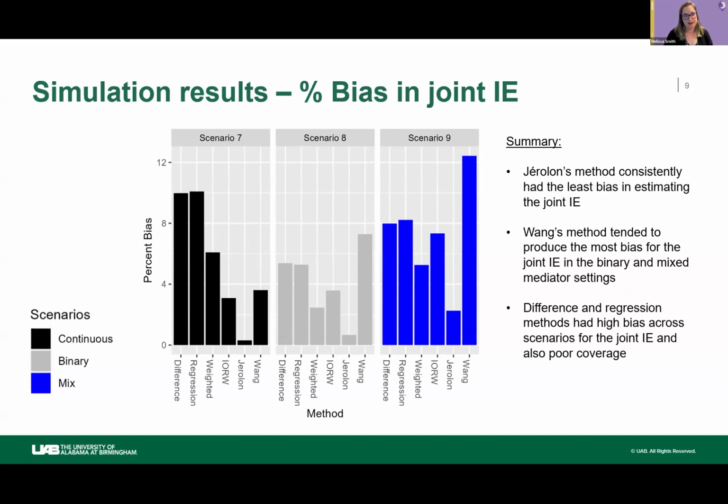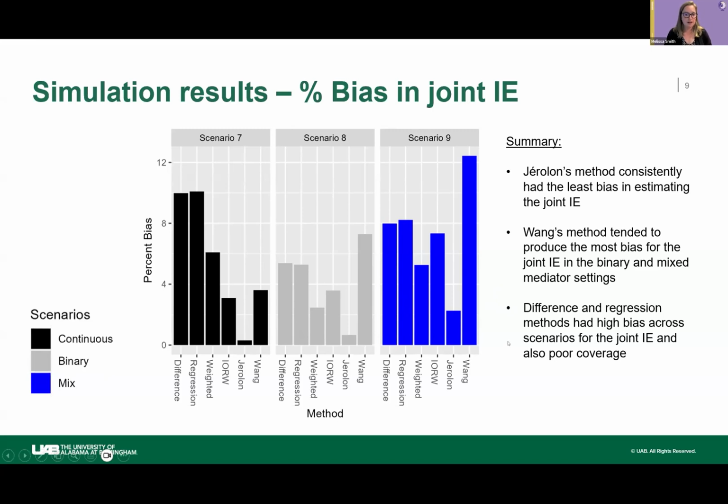In terms of percent bias in the joint indirect effect, we actually see something a little bit different. You can see once again that Geralon's method consistently produces the least bias for the joint indirect effect. But the regression and difference methods also tend to produce a high amount of bias. These methods are pretty commonly used in the literature, and we found that in these settings, they had high bias, and actually the coverage for the joint indirect effects was poor in our simulation study.